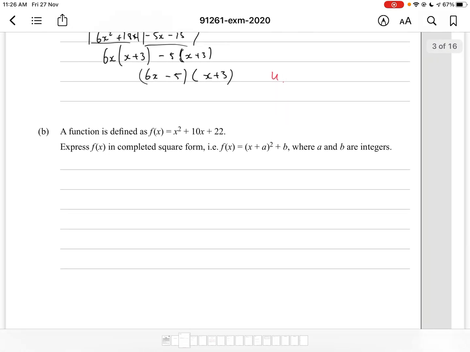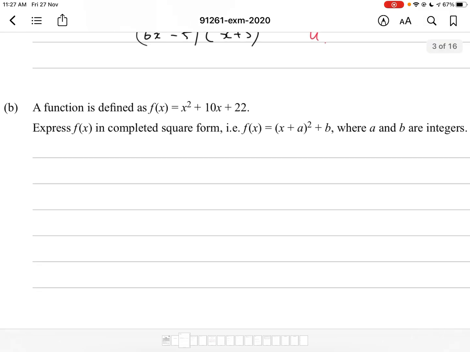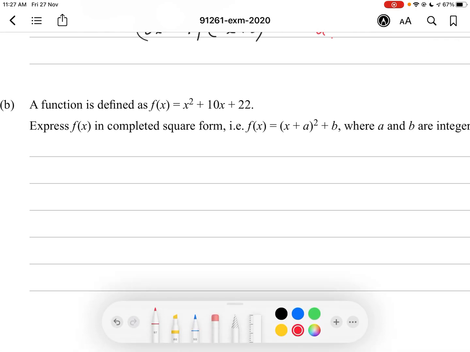Question B: a function is defined as f of x equals x squared plus 10x plus 22. Express f of x in completed square form. So that's x plus a, squared, plus b, where a and b are integers. For these questions, when you want to do the perfect square form, you're going to look at the middle number with the x, and take half of this number, and that's going to be your bracket. In this case, we have 10 in the middle here, so 10 over 2 equals 5. So we're going to have x plus 5 squared plus c.